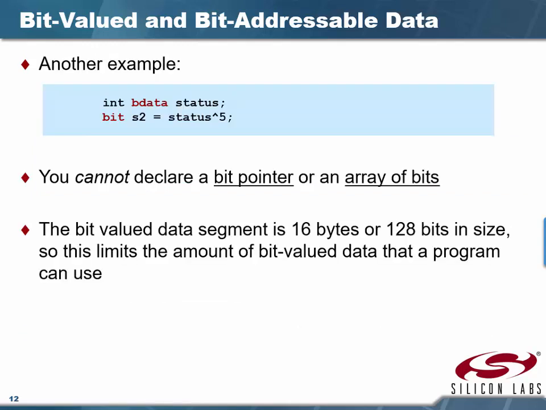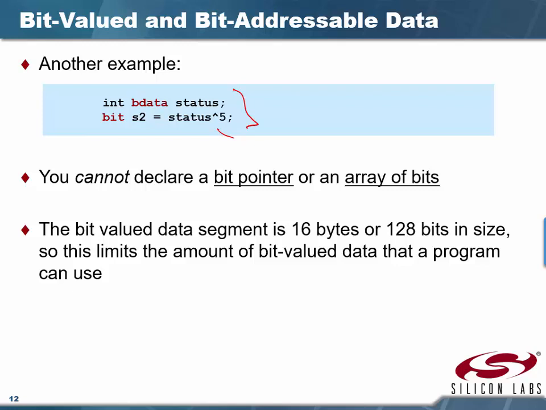So, example here, is a case where we have a variable called status. It's an 8-bit variable. We told it we want to stick it in the bData area. Because it's in the bData area, I can assign a bit variable called S2, and make it the fifth bit in the status variable. You would never do that in regular C, incidentally. You would just simply define a variable as Boolean and let that take care of it for you.